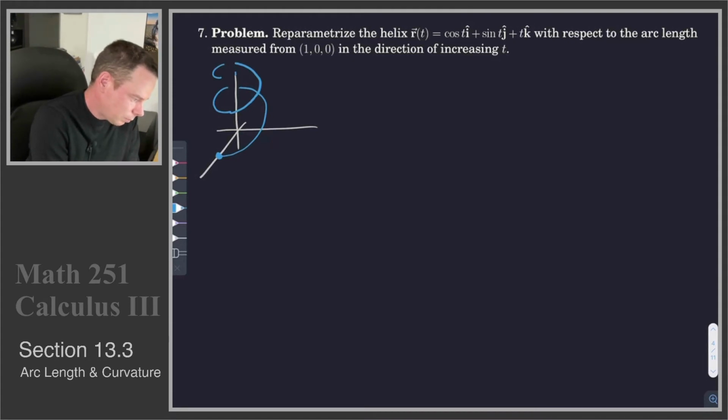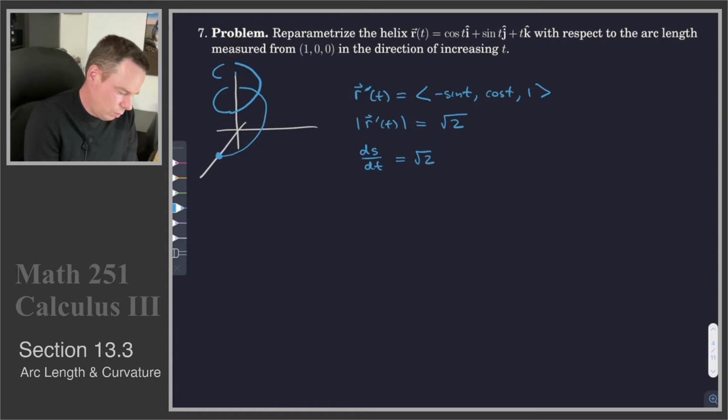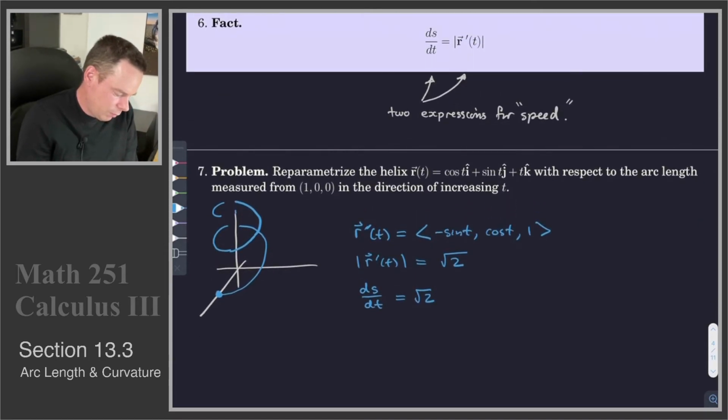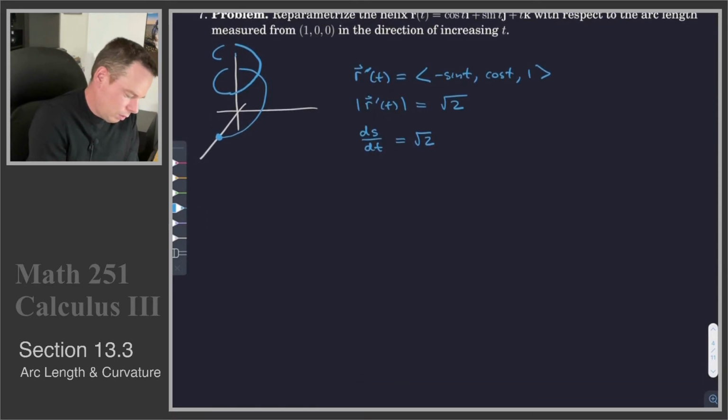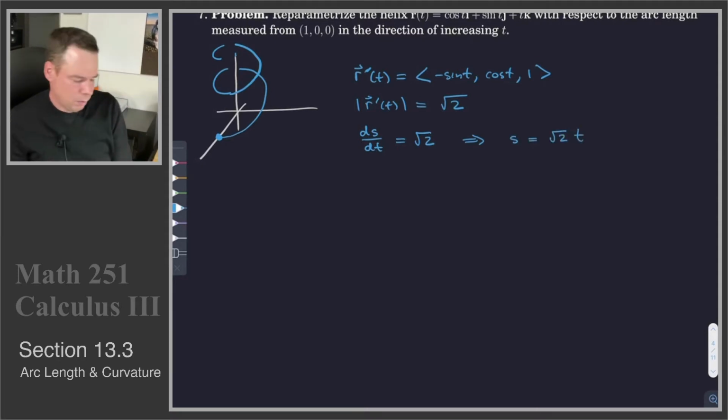Well, first we need to come up with the arc length. So we've got r of t written up there, so I'll write down r prime of t. That is negative sine of t, cos of t, and 1. We've got the magnitude of r prime of t, which is the magnitude of that vector, which is root 2. That is ds dt. That's root 2. In other words, I'm just using that boxed formula above there, that the magnitude of r prime of t is precisely ds dt. So that means that if I integrate this, or take the antiderivative, then s is root 2 times t, because the derivative of s with respect to t is root 2.